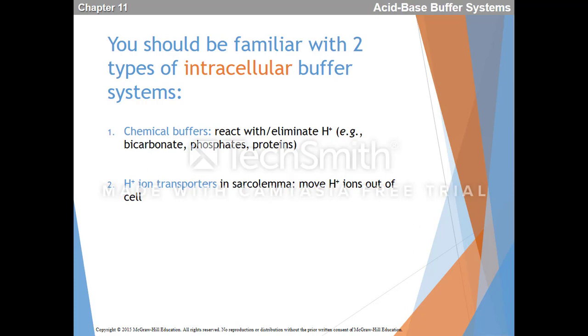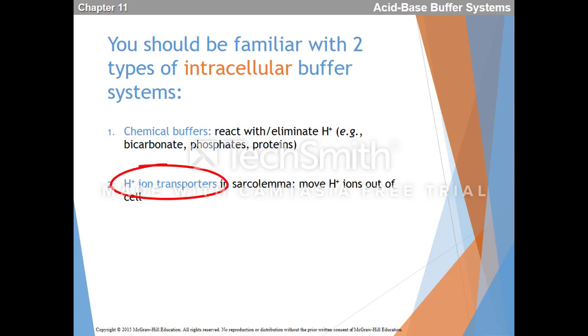You should know that intracellular buffer systems can be classified into two different categories. We either have what are called chemical buffers or hydrogen ion transporters. Both of these systems are responsible for essentially neutralizing hydrogen ions so that they aren't able to be a problem. Chemical buffers do this by actually reacting with the hydrogen ions, and the types of chemicals that are able to do this are things like bicarbonate, phosphates, and certain proteins. So they just react with or combine with hydrogen ions so that those hydrogen ions aren't floating around free in the cell causing problems.